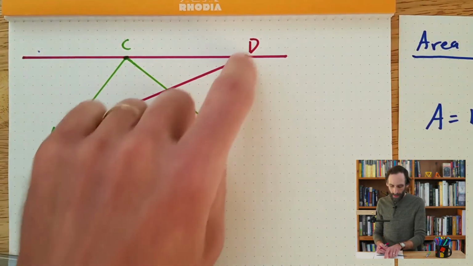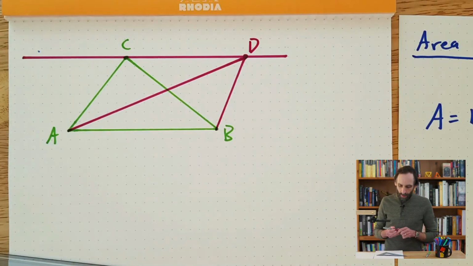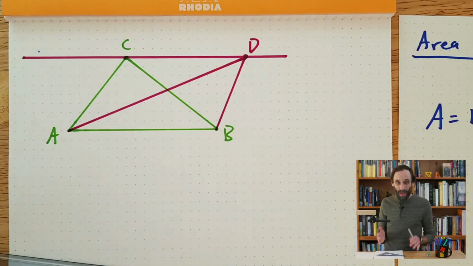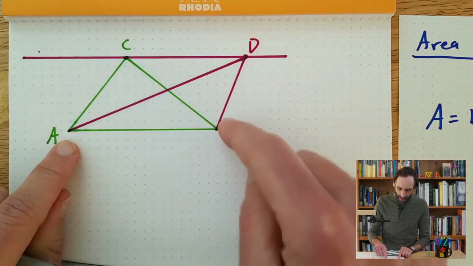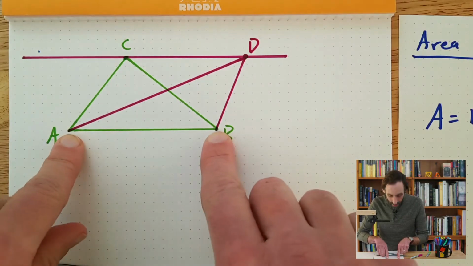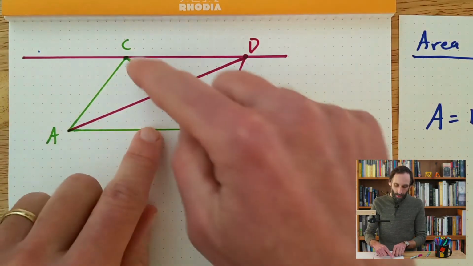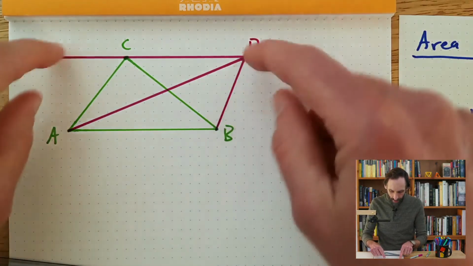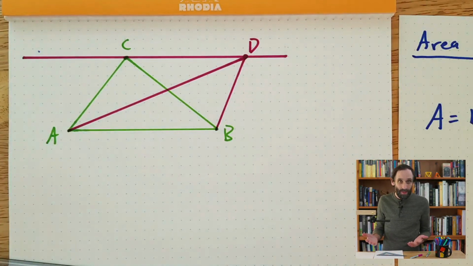I'll call it ADB. So the triangle ADB must have the same area as the triangle ACB. How do we know that? Well, they both have the base AB, and they both have the same height because the distance between this line and this line must always be the same.